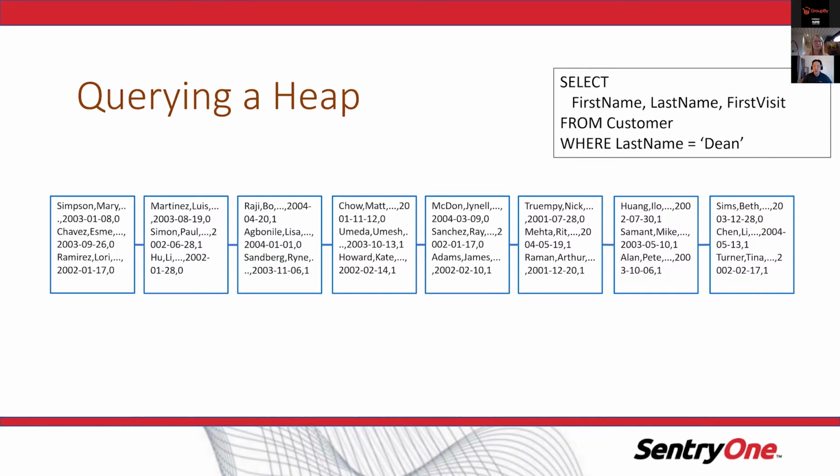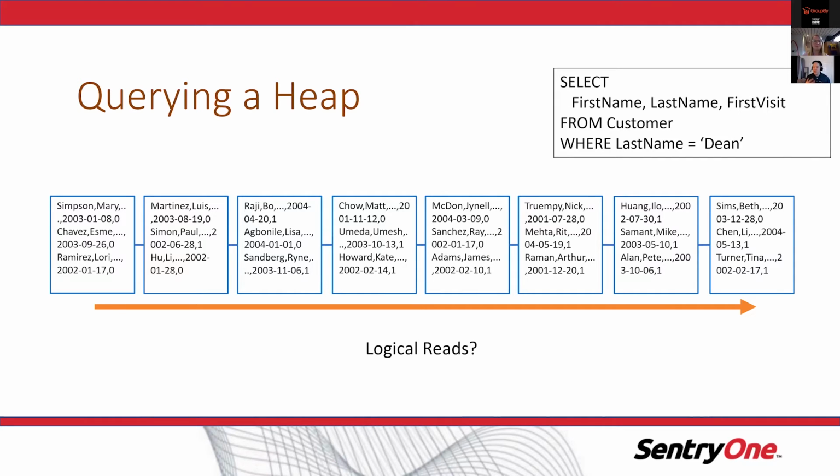Okay, so let's first take a look at trying to query a heap. Remember that a heap is completely unordered data. So if I have this simple select statement where I'm selecting from customer where last name is equal to Dean, how am I supposed to find that? I have to do a full table scan. I have to search the entire thing. Even if I find one record where the last name is Dean, I could have more. So the way we count the work that is done is that SQL Server must scan each of these data pages. So the cost of this from an IO perspective is 8 logical reads, okay?